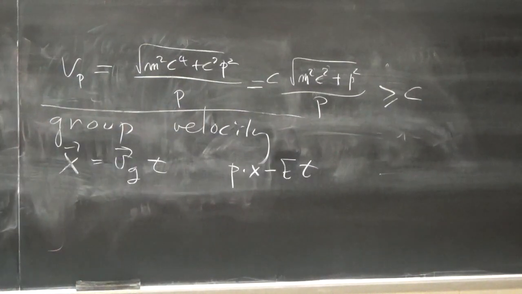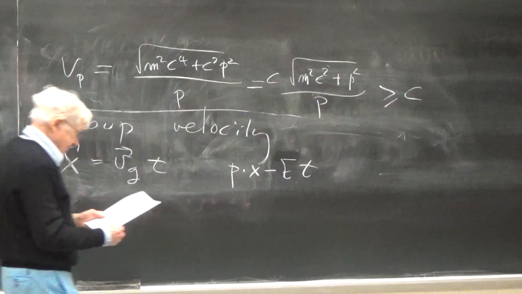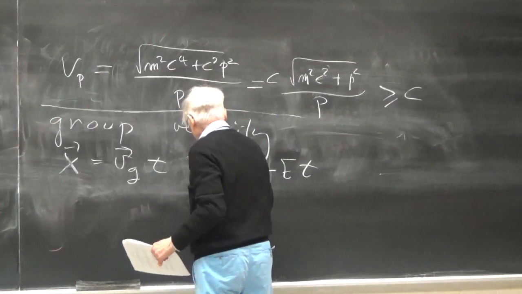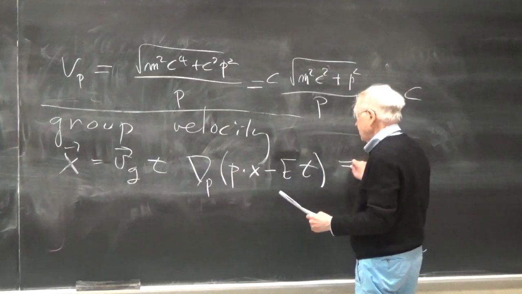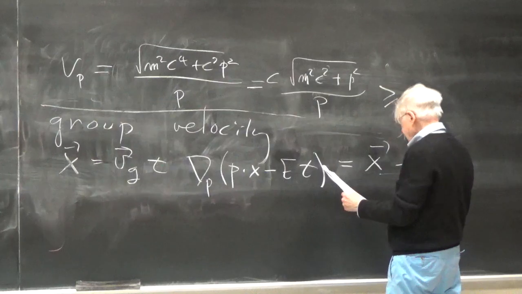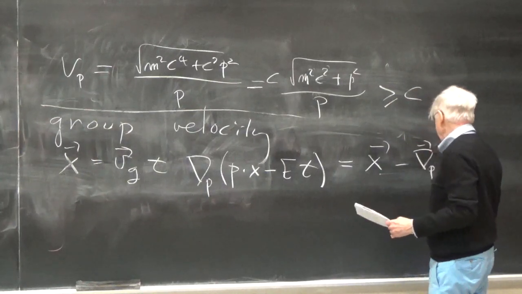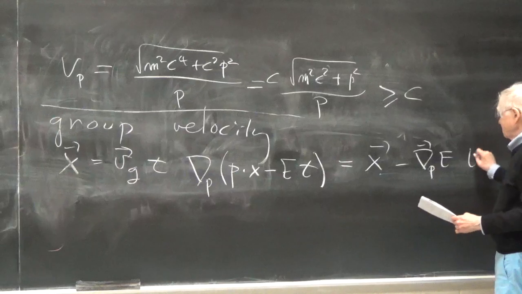But notice what the integral is. The integral is over p. So the important thing is that the phase shouldn't vary as you integrate over p. If the phase doesn't vary as you integrate over p, then you get a maximum contribution of A of x and t. And so that means that the gradient with respect to p of this thing should vanish. And that is x minus the gradient with respect to p of E times t.